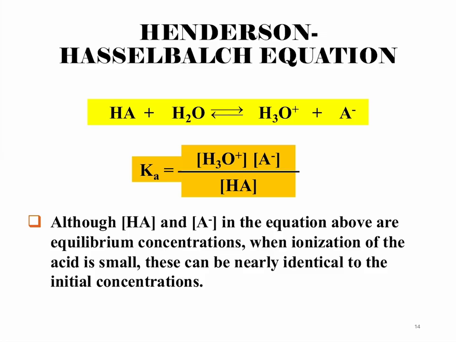And so what we can do is replace the minus and plus x that we had in that reaction, right? Because initially these would both have A minus plus x, and this would be HA minus x. All we're doing in the Henderson-Hasselbalch equation is just assuming that these are both small.